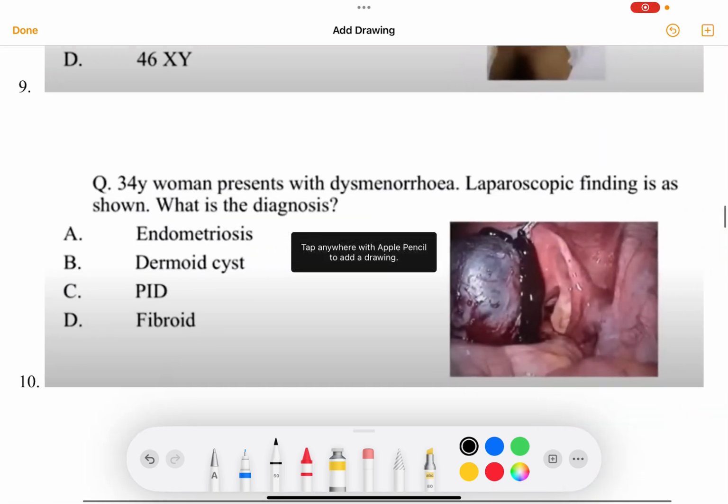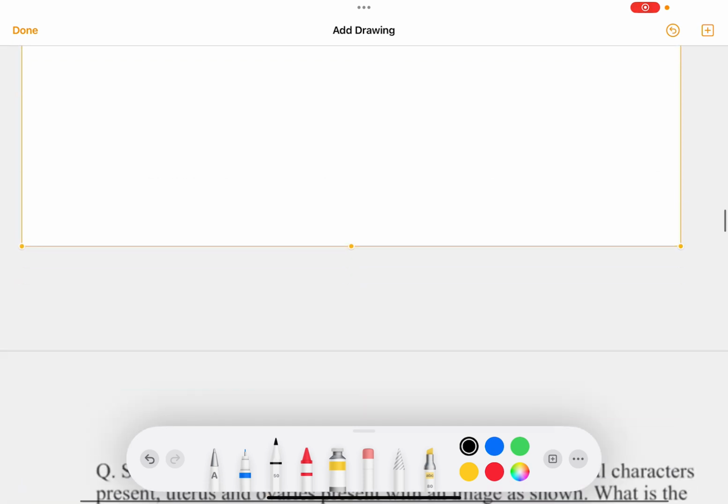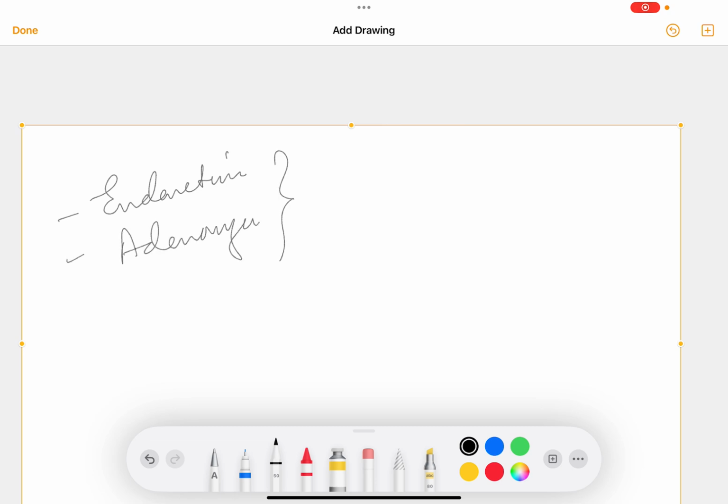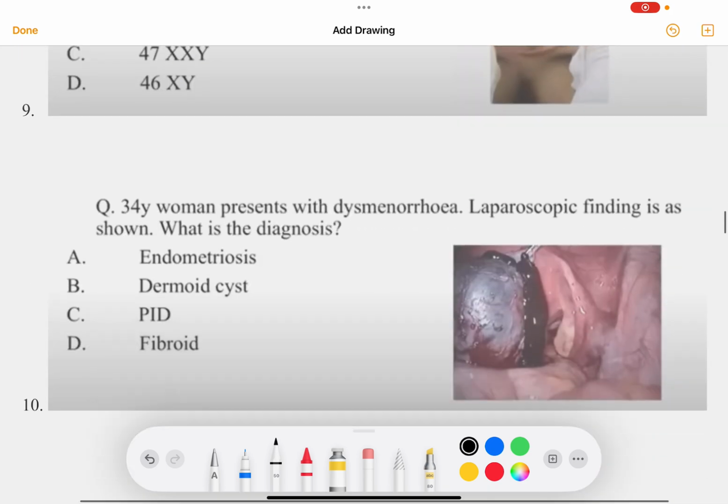Coming to question number 10, a 34-year-old presents with dysmenorrhea. So dysmenorrhea means the patient will have either endometriosis or adenomyosis. I have already told you again and again, endometriosis and adenomyosis are the hallmarks where the patient will have pain, because there is bleeding occurring wherever there is endometrium, and so it will lead to congestion and pain.